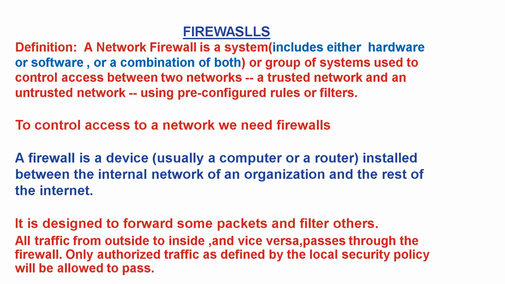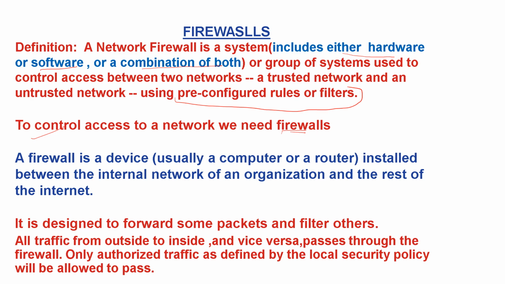As a definition, a network firewall is a system or a group of systems used to control access between two networks. One is a trusted network and another is an untrusted network. And the firewall works based on pre-configured rules or filters. The firewall may be either hardware itself or software itself, or it can be a combination of both. To control the access into a network, we need firewalls.